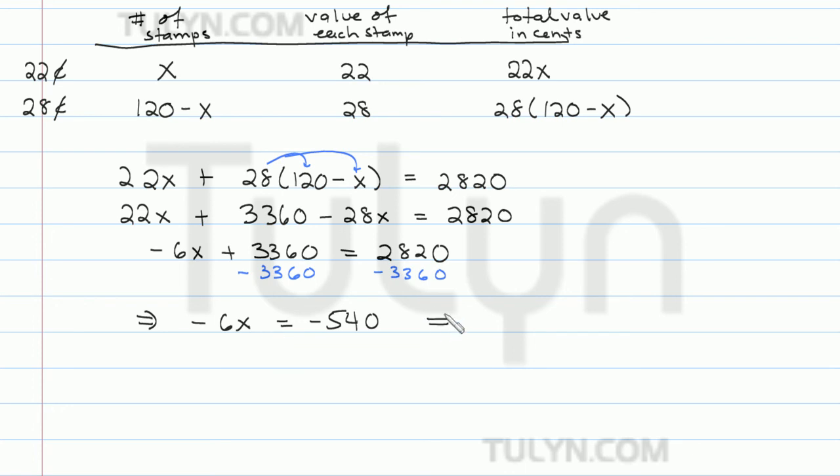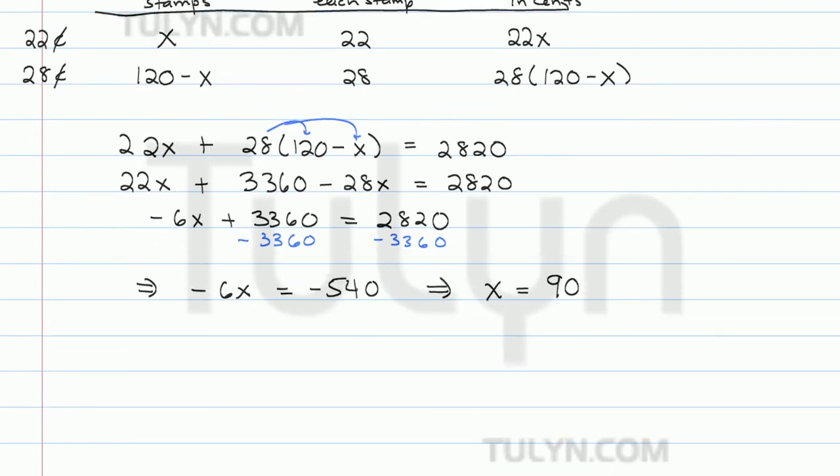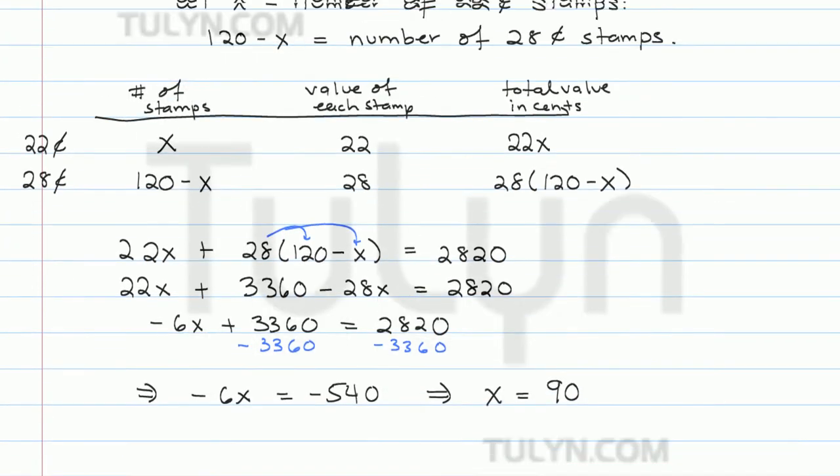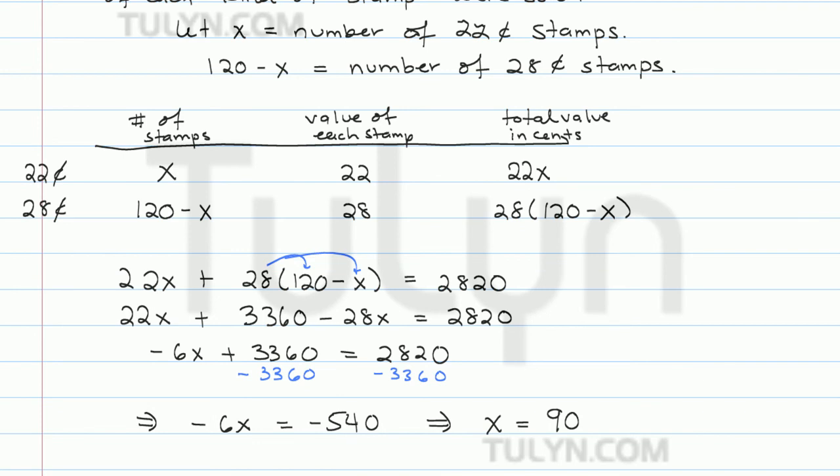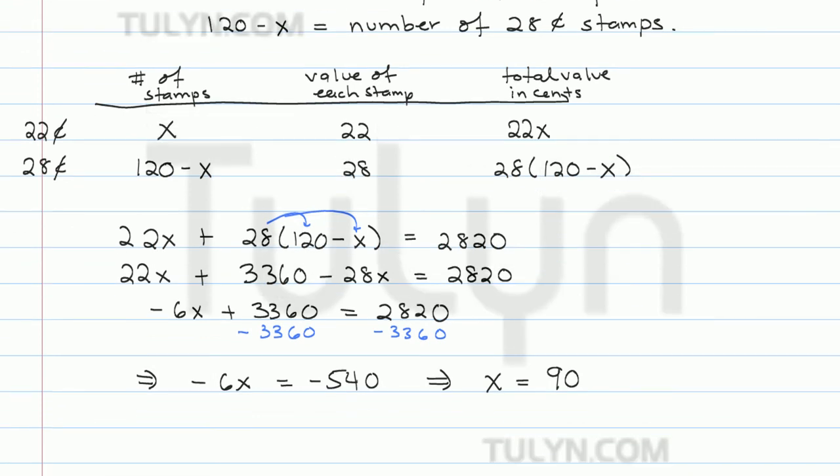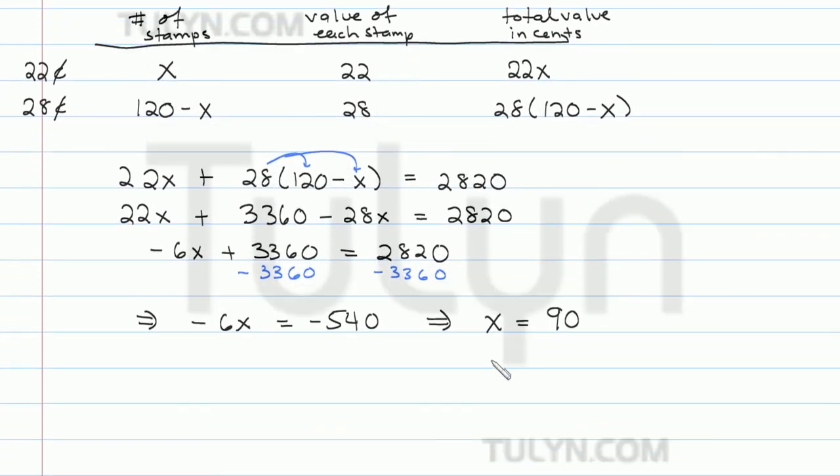So, dividing both sides of the equation by negative 6, we get that X is equal to 90. So now we have X is equal to 90. So what was X? It was the number of 22-cent stamps. So if we want to find the number of 28-cent stamps, we have to solve 120 minus X, which is 120 minus 90, and we end up getting 30.